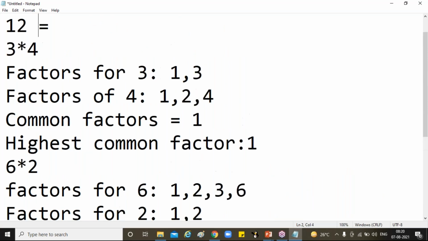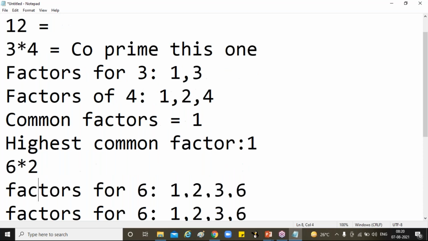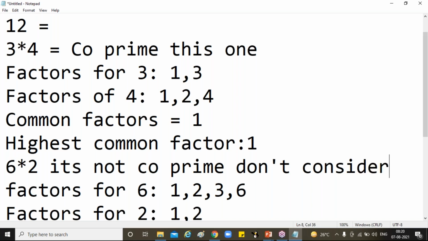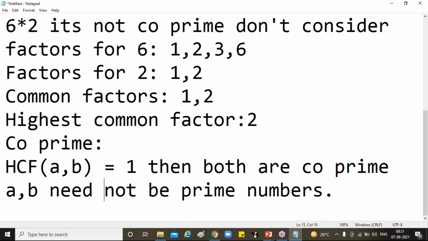Here, out of 12, 3 into 4 and 6 into 2. For 3 into 4, the highest common factor is 1, so this is the co-prime pair. We can take this one only. But coming to 6 into 2, it is not co-prime. So whenever it is not a co-prime pair, don't consider it. We have to first find the HCF, that means greatest common divisor. If the greatest common divisor is 1, then we can take that pair.